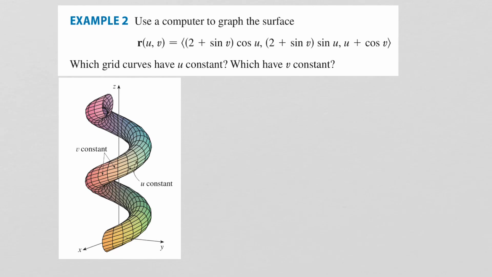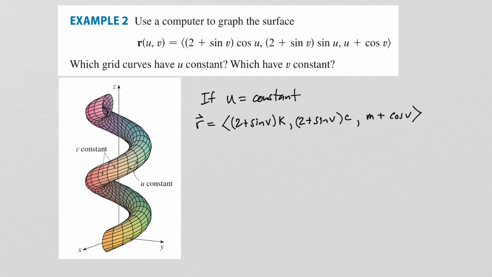So as an example, use a computer to graph the surface r of u, v equal to this vector function. And then which grid curves have u constant and which ones have v constant. So first of all, look at the intricacy of this surface. It's quite complex, and this would be quite difficult to graph and understand without having these lines, right? These grid curves. So let's think about which ones are which.